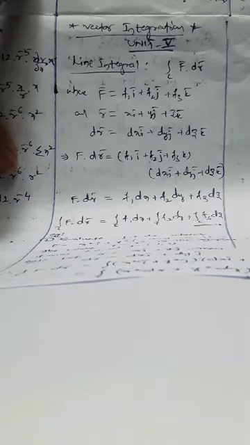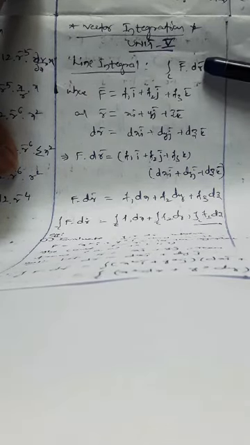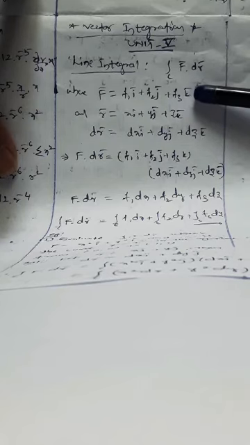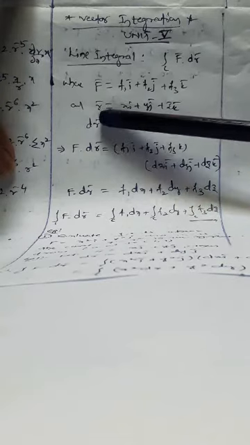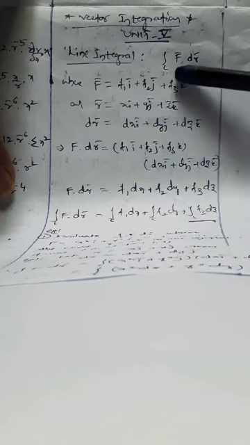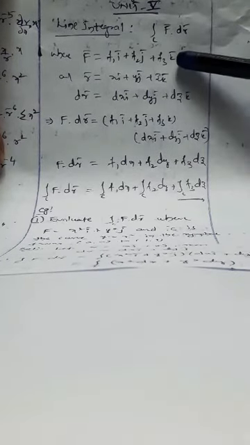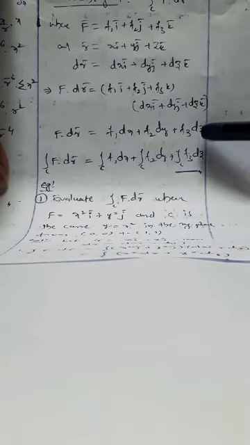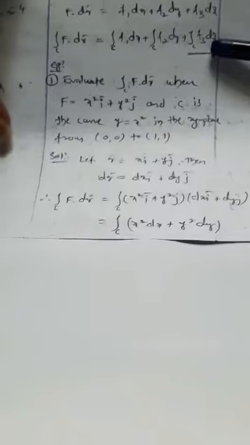So here the line integral formula is ∫c F·dr, where F = f1 i + f2 j + f3 k, and the r vector is x i + y j + z k. Then dr = dx i + dy j + dz k. F·dr multiplication, with respect to i, j, k values, gives f1 dx, f2 dy and f3 dz. Now ∫c F·dr = ∫f1 dx + ∫f2 dy + ∫f3 dz. Let me see a problem.